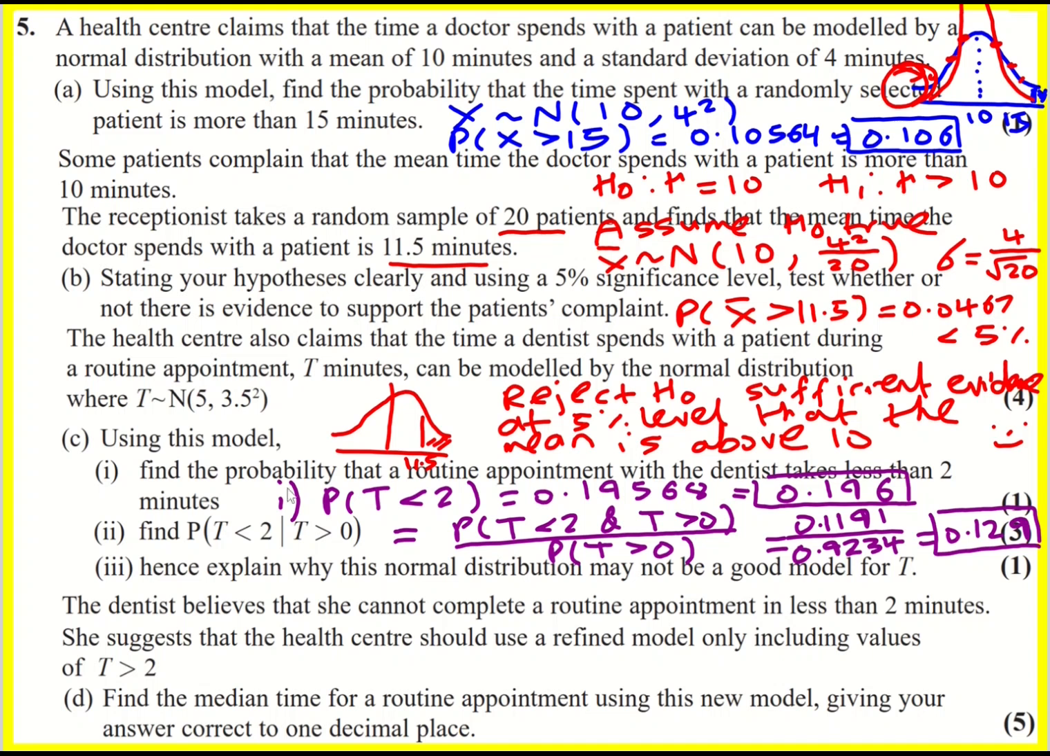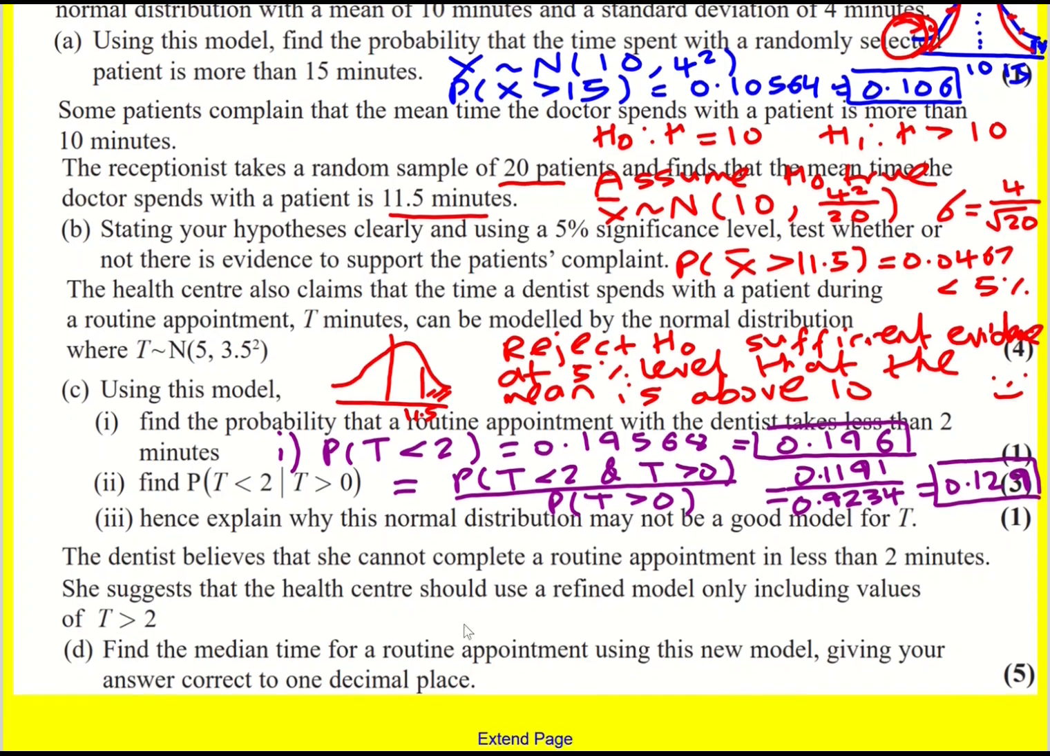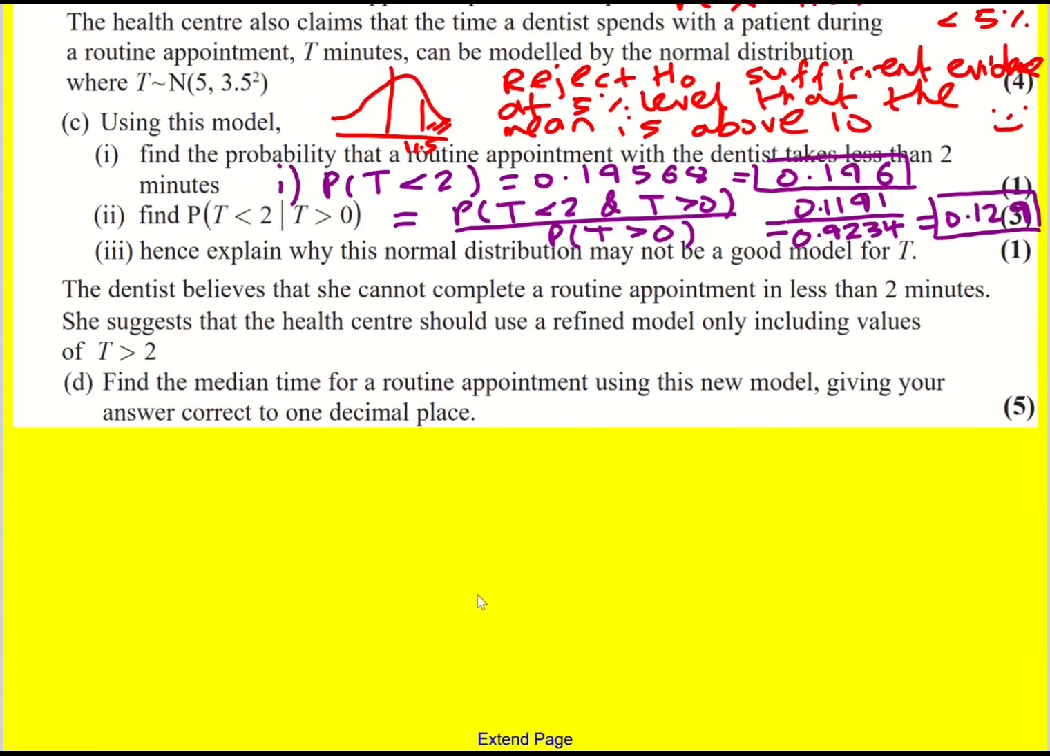We need to put 2 as like a lower cutoff. And then we're asked to find the median for a routine appointment using this new model, given the answer correct to one decimal place. So what we essentially have, I'm going to talk through this in two different ways. This is how I thought about it.